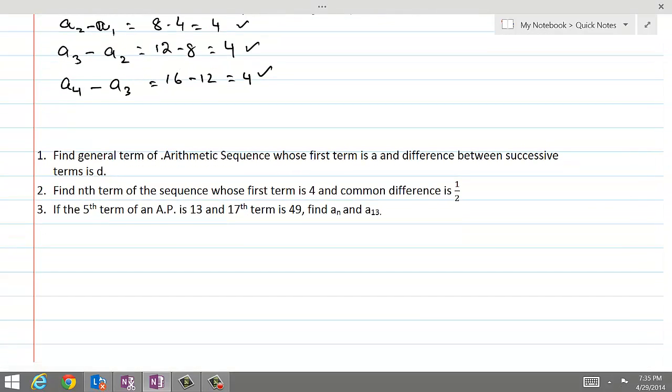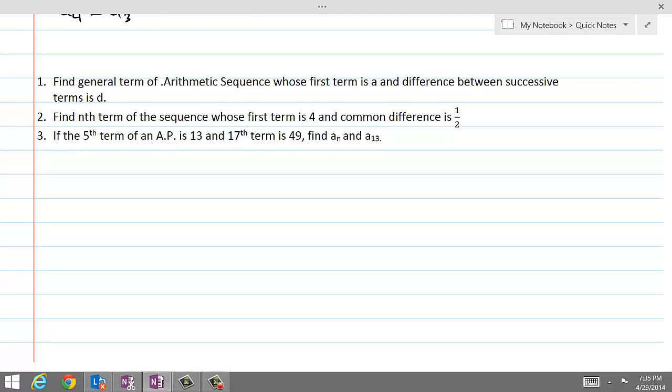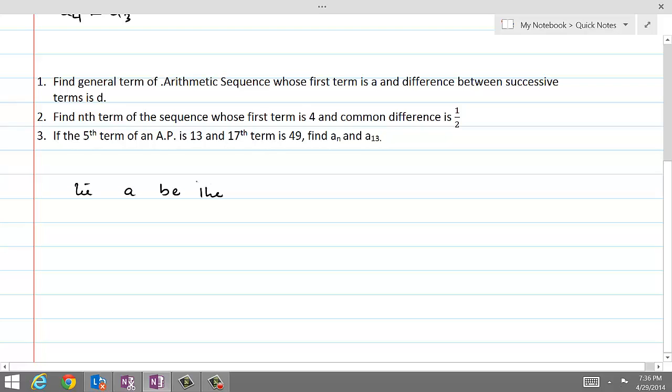Now we will derive a formula for finding the general or nth term of the sequence. So let us take a look at question number 1. Find the general term of an arithmetic sequence whose first term is A and the difference between successive terms is D. So let A be the first term.